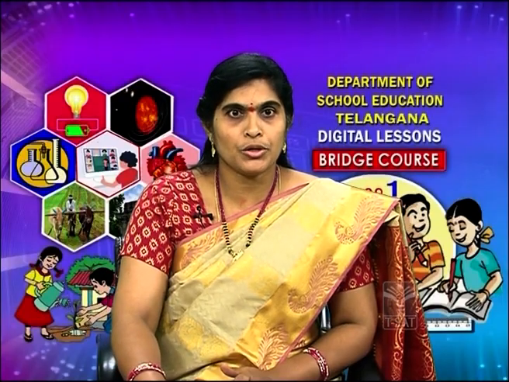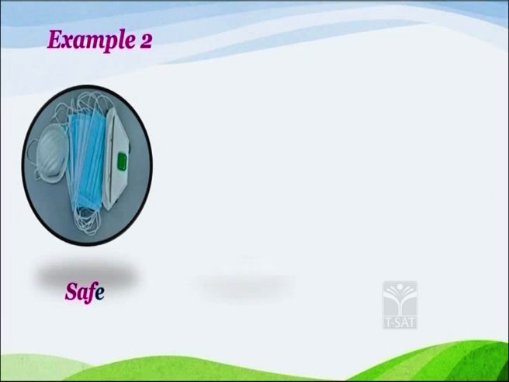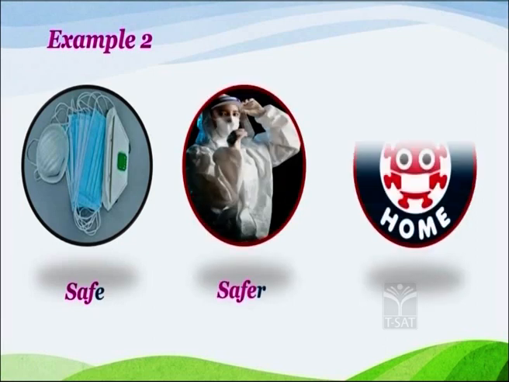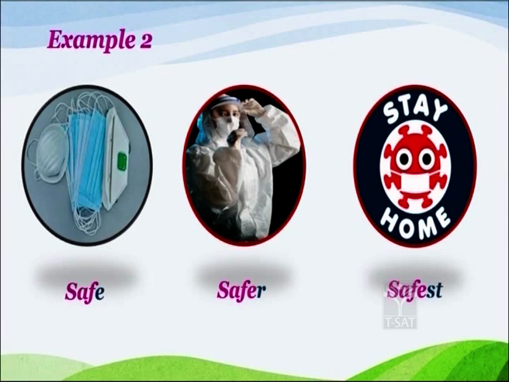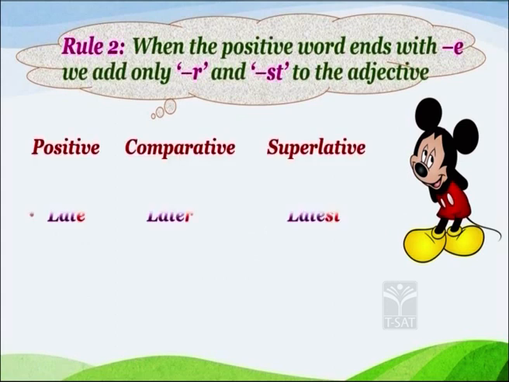Here I will show you some of the pictures. Just identify and observe the pictures carefully and read the words written below the pictures. I hope you all have observed and identified well. Very good, children. You are absolutely right. Here, the word ends with the letter E. So, this is our rule number 2: when the positive word ends with the letter E, we add only the letters R and ST to the adjective.